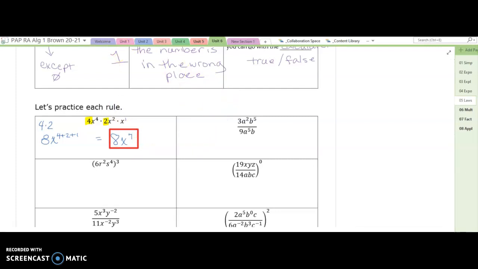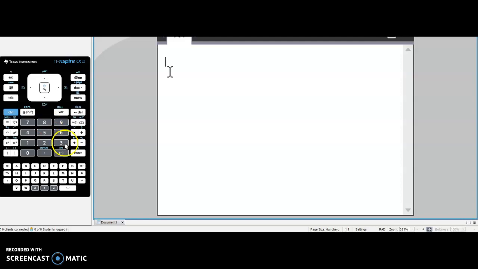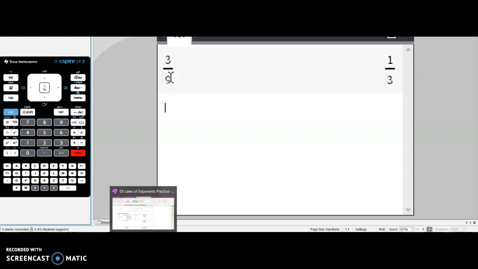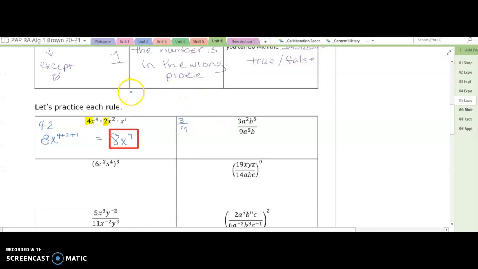Pretty good, right? The next one is a division problem. This was multiplying, this is division. So we have 3 divided by 9. If you remember, your calculator will simplify fractions for you. A fraction is nothing but a division problem, so I did 3 divided by 9. It simplifies to 1/3.